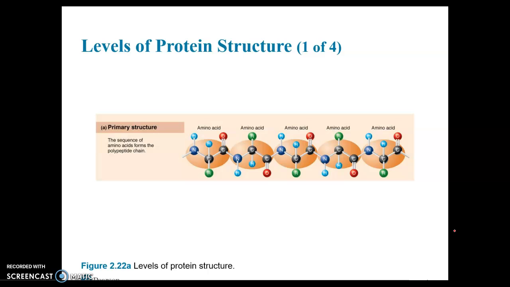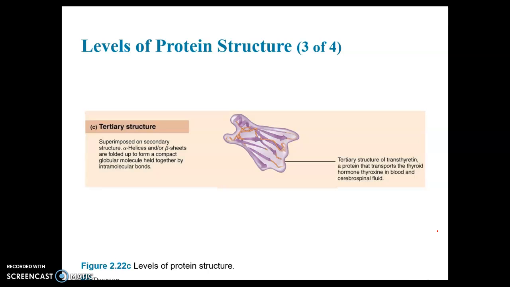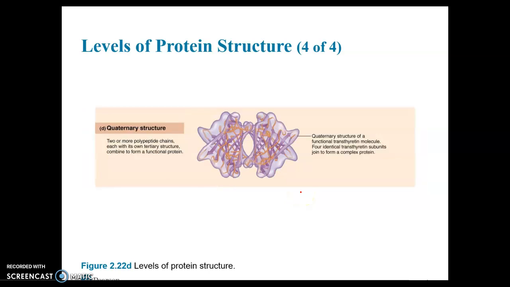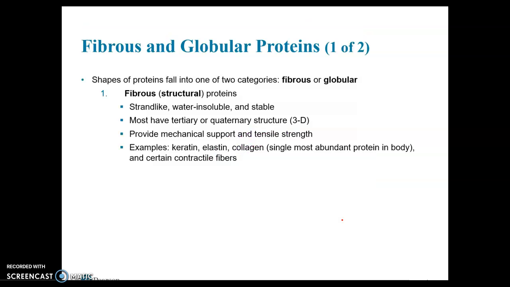So this is the primary structure, the chain of amino acids. The secondary structure can either be a helical alpha helix structure or beta pleated sheet. The tertiary structure will be the 3-dimensional structure. And the quaternary will be 2 tertiary structures or more that have been combined together. And I would recommend that you watch this animation. I'm trying to save time at the moment. So the animation is slide number 56.